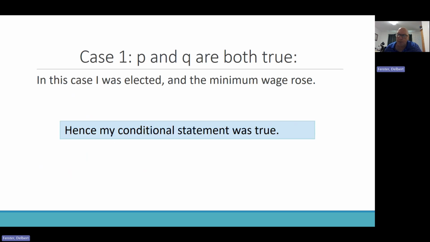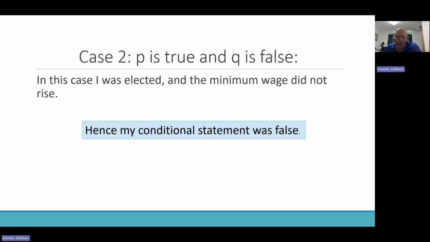All right, case one. Both P and Q are true. I was elected. I did lead to a rise in minimum wage. So my given statement was true. I promised that if I was elected, this would happen, and in fact, it did. So in this case, when both P and Q are true, if P, then Q also happens to be true.